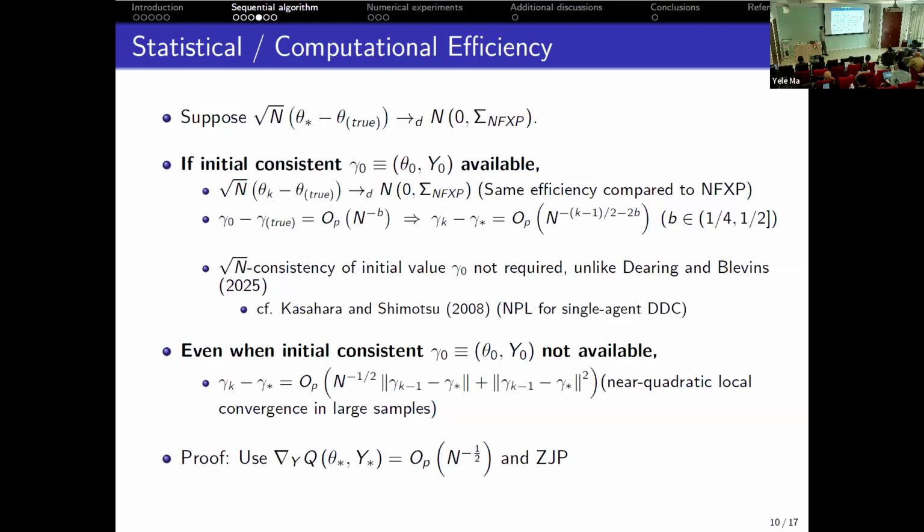And next, we consider the case where an initial consistent gamma 0 is not available. And in this case, we can derive this. So it implies near quadratic local convergence in large samples. And to derive this result, we use the property that the gradient of Q with respect to Y satisfies this, and the property of GZP, or sequential estimation.